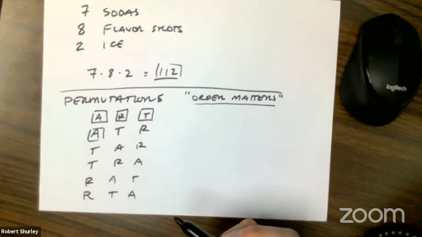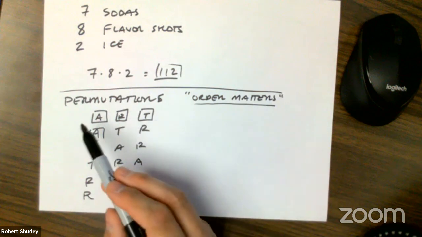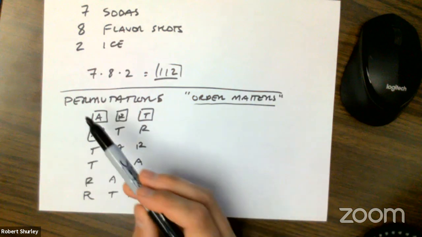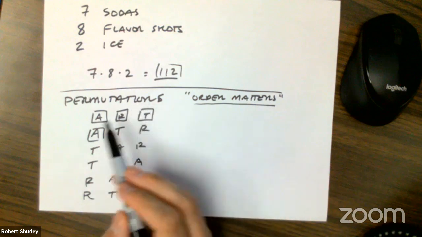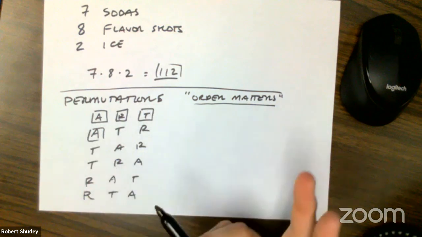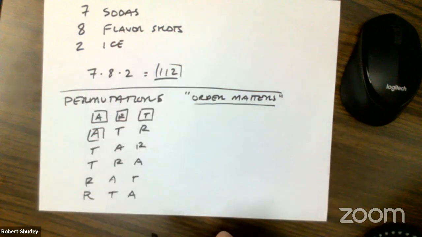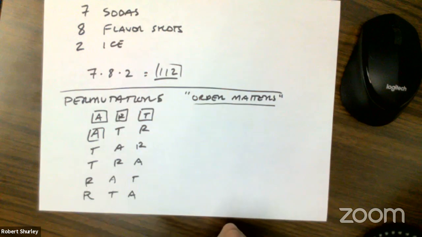Is that all the different ways? Yep, that's all the different ways that these 3 letters can be permutated. So there's 6 different ways that 3 letters or 3 numbers could be ordered. These are all the permutations of the 3 letters ART. Or if we had 3 numbers, 1, 2, 3, it doesn't matter. These are all the different ways they can be ordered.